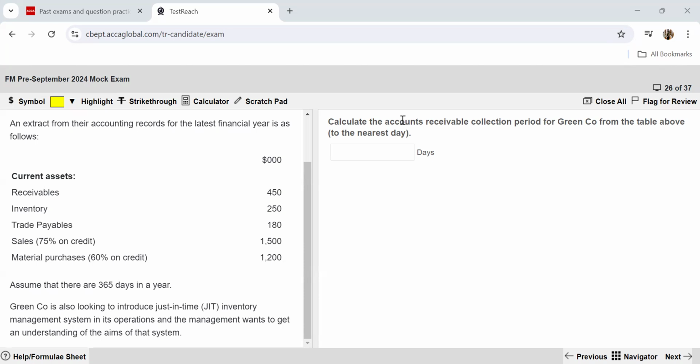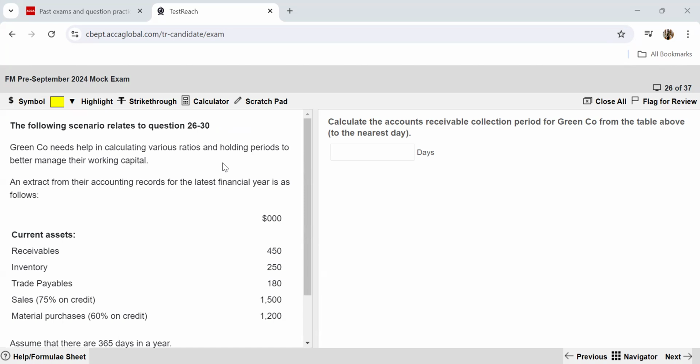This is the last case study from your section B. After this gets done, we are going to move on to section C. So let's read the question. From the looks of it, it looks like a working capital question to me.